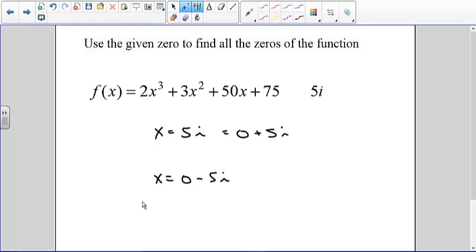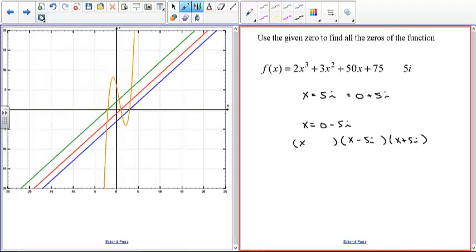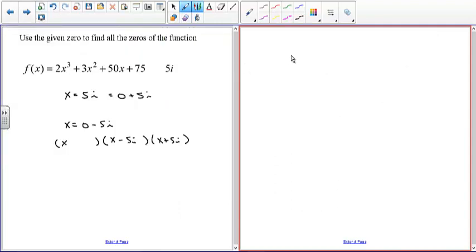So I know that this initial polynomial is made up of three factors. One is going to be x minus 5i, which is associated with this 0. And I'm going to have x plus 5i, which is associated with this one. And then there's a third factor over here, which I don't know at this point, but I will be able to figure it out shortly. So what I'll do is multiply these two complex parts together.